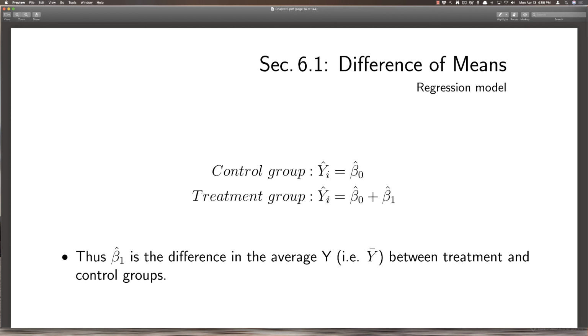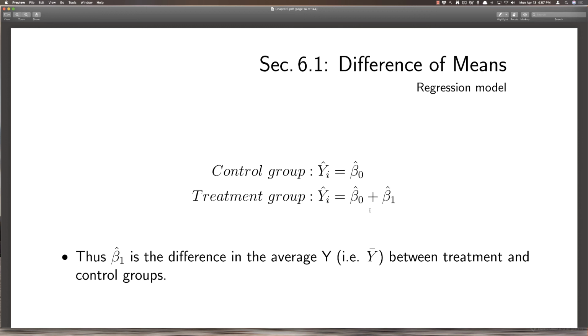All right. Okay, so what is beta 1 then? Well, beta 1, notice, is the difference between the control group and the treatment group. Turns out that's the same exact way we've always interpreted beta 1 hat, right? Beta 1 hat is the effect of a 1 unit increase in the independent variable. What is a 1 unit increase in the independent variable here? It's being in the treatment group, right? So beta 1 hat has the same interpretation. It's the effect of a 1 unit increase in the independent variable.